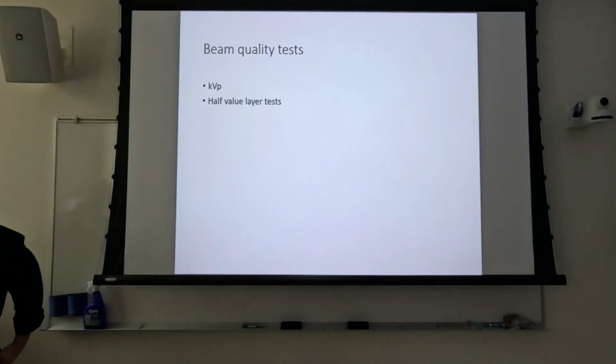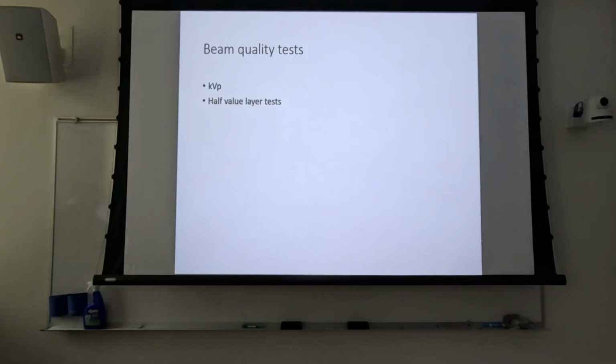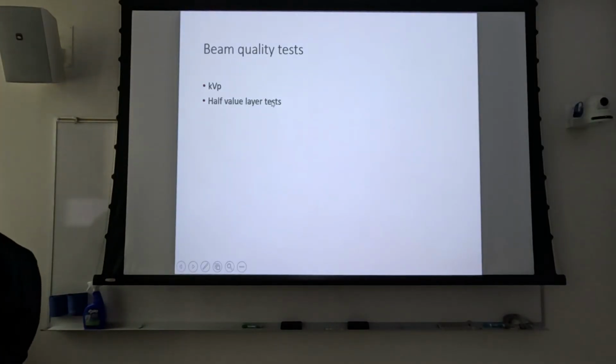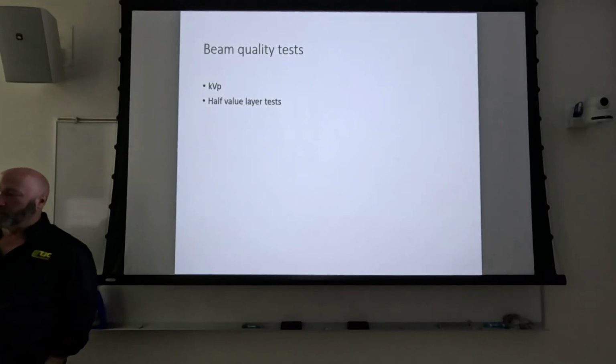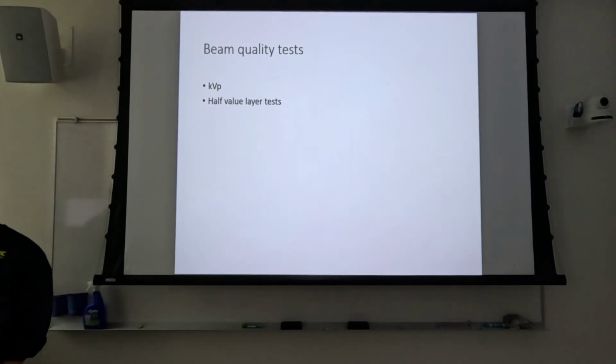So, we do the half value layer test. We measure kVp, and that's just with digital kVp meters. We used to have, we still have around here, a cassette over there somewhere. You don't have to pull it out. But anyway, it's what we refer to as the Wisconsin test cassette.